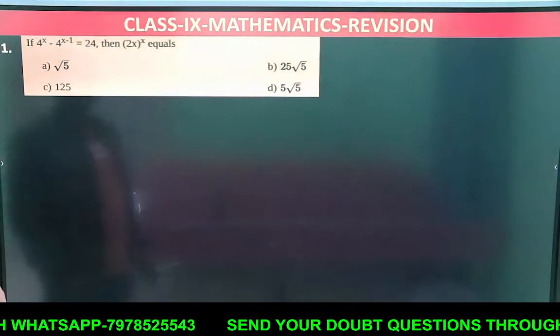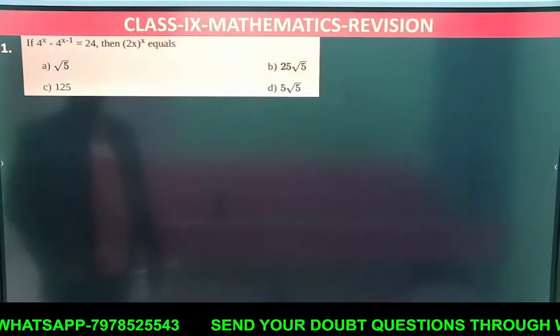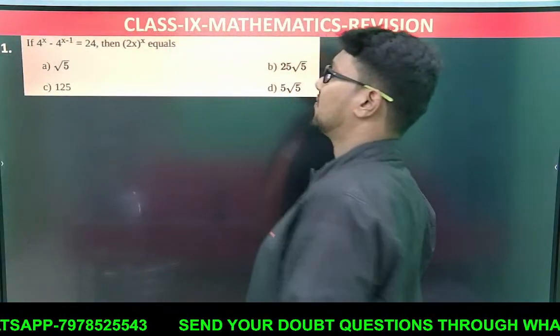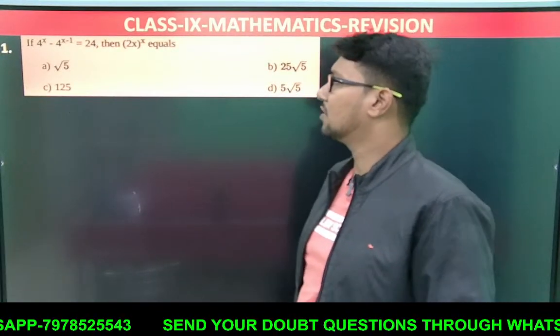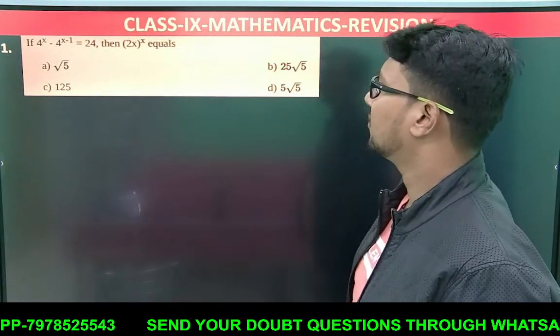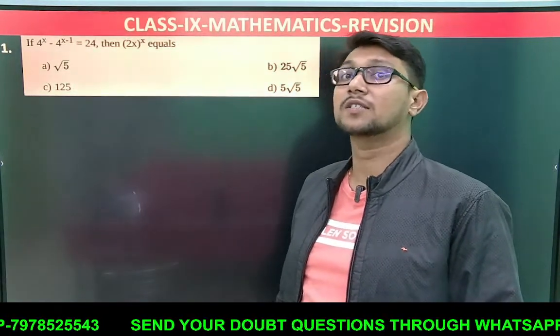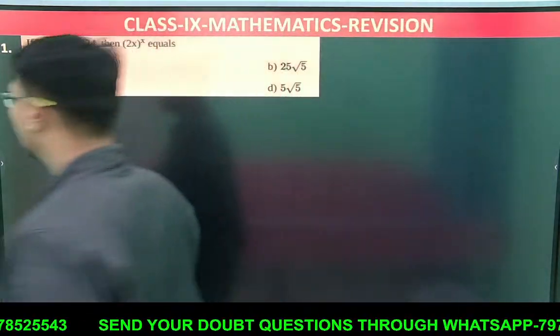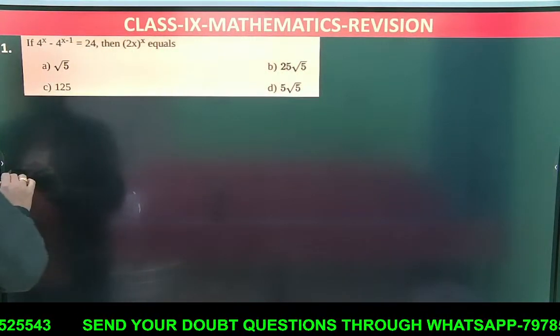This is the first question which is given. You can see 4 to the power x minus 4 to the power x minus 1 is equal to 24. Then we have to find (2x) to the power x. Am I clear? So let us solve this question.